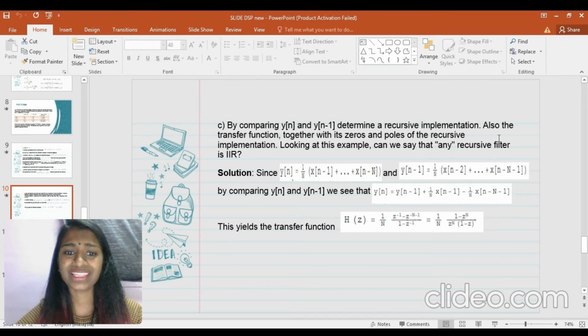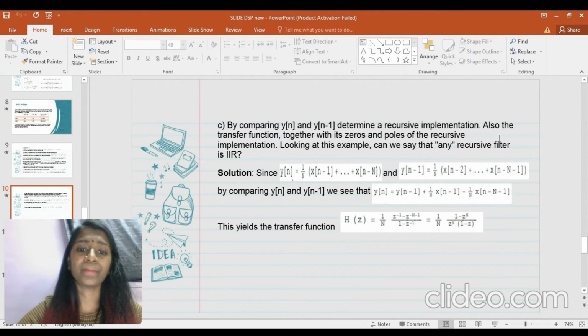This yields the transfer function H(z) equals 1 over N times z to the power of negative 1 minus z to the power of negative N minus 1, divided by 1 minus z to the power of negative 1, which equals 1 over N times 1 over z, 1 minus z to the power of N divided by z to the power of N times 1 minus z.